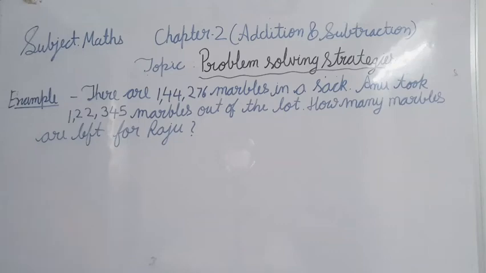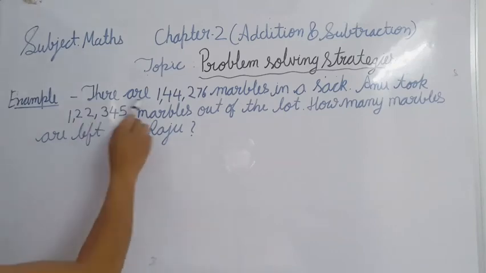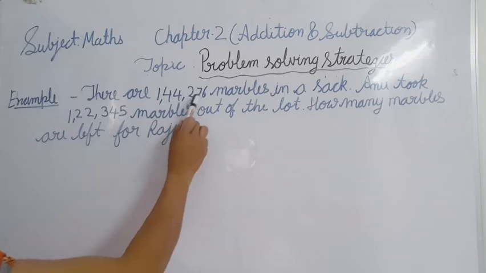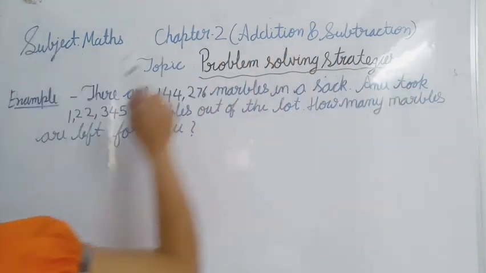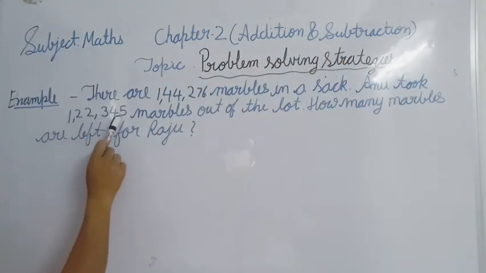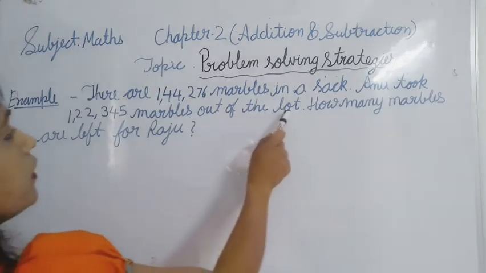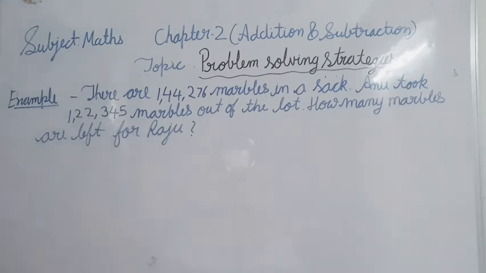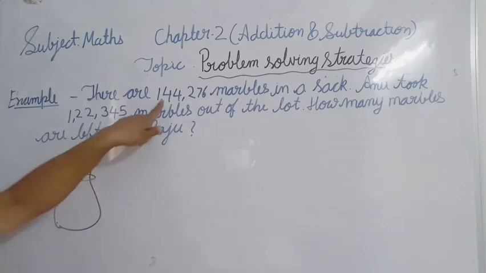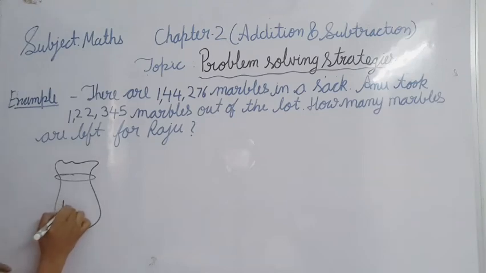There are 1,44,276 marbles in a sack. Anu took 1,22,345 marbles out of the lot. So how many marbles are there for Raju? Yes, one sack is there. So in this sack, how many marbles are there in total? We have 1,44,276 marbles in a sack.